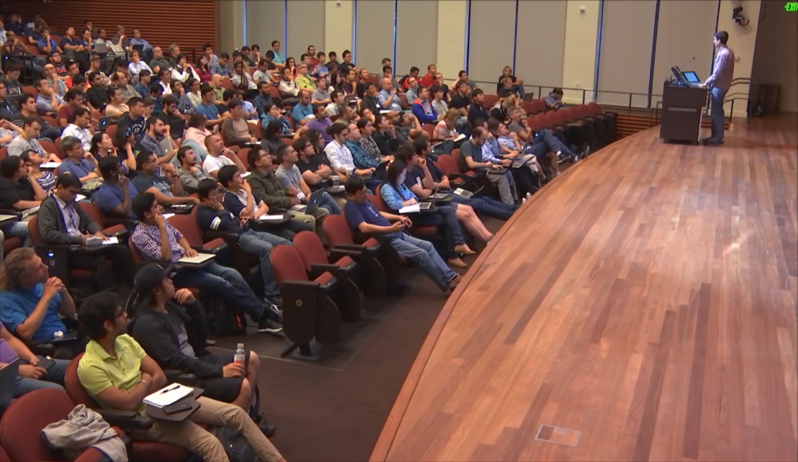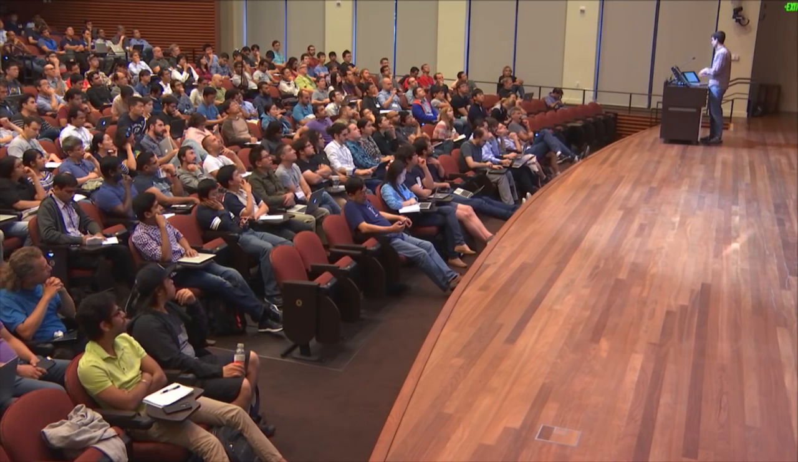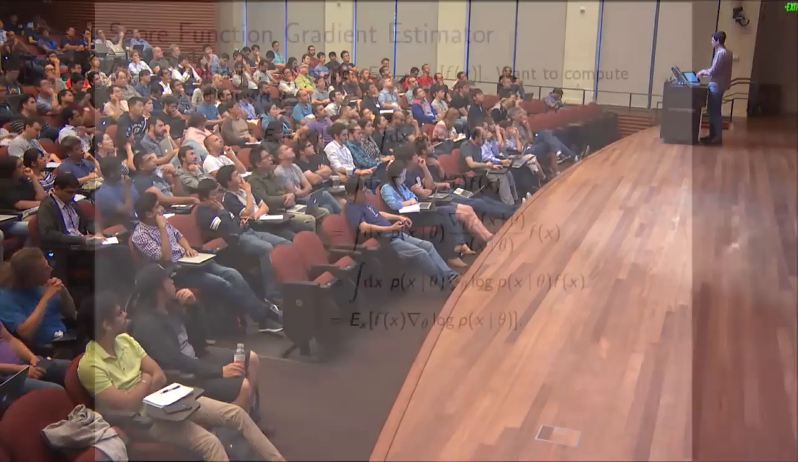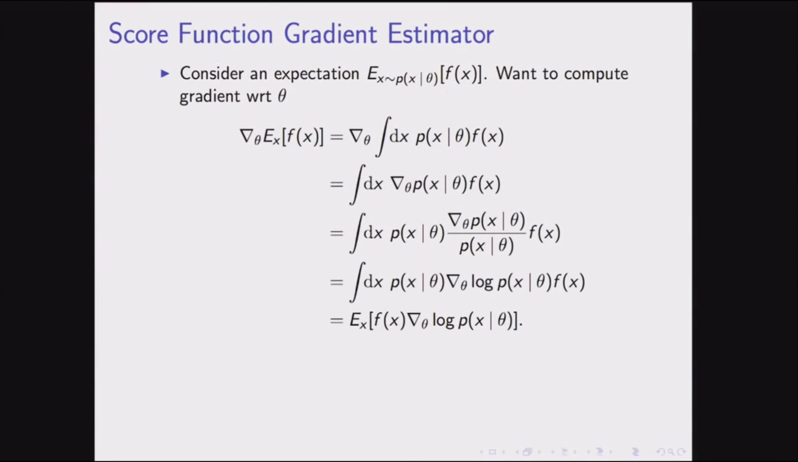There's a very fundamental concept which is called the score function gradient estimator, which underlies policy gradient methods. To introduce this, we're not going to talk about policies in RL at all. We're just going to assume we have some expectation, the expectation of f of x, where x is sampled from some parameterized probability distribution. We want to compute the gradient of this expectation with respect to theta. There's a general formula that'll do this.